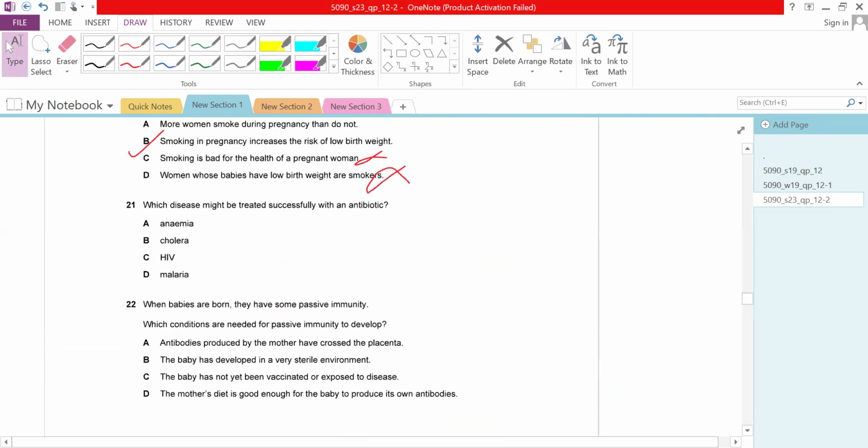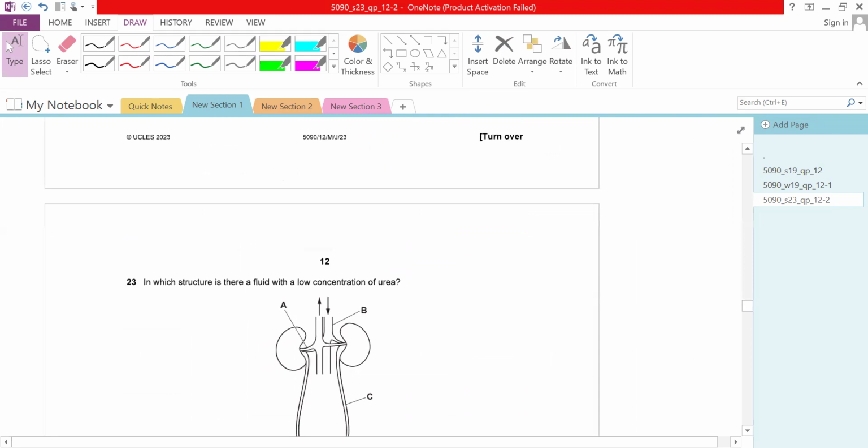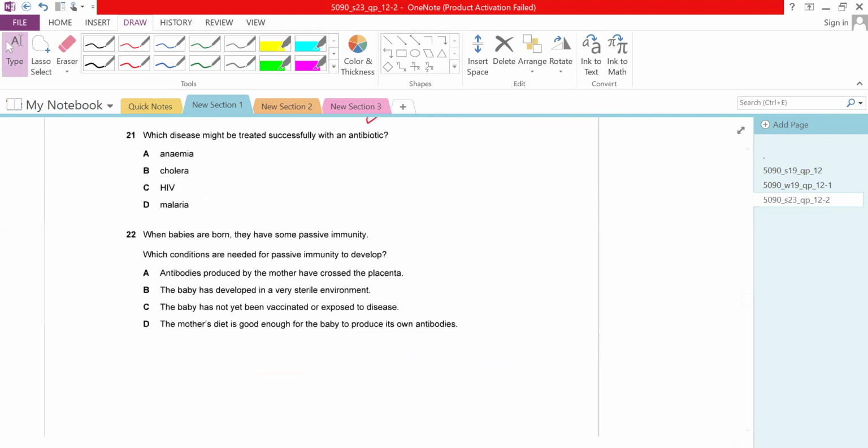Question 21. Which disease might be treated successfully with antibiotics? So you know that the diseases which can be treated by antibiotics are bacterial diseases. So let's read out the options. Option A is anemia. No. Option B is cholera. Yes, it is a bacterial disease and it can be easily treated by antibiotics.